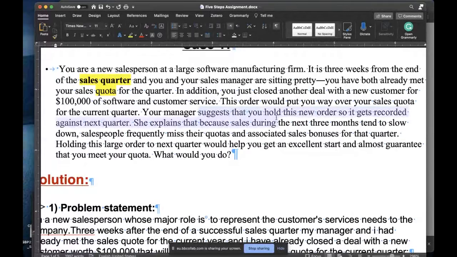Yes, ma'am. There seems to be a rule here, right? That you have to record the sales when they happen. It doesn't say, but there seems to be a rule that when you sell something, you record it in the quarter that you made the sale, not in a different quarter, right? Otherwise, the company doesn't know what's going on. You're like lying to the company or hiding, right? Manipulating records.